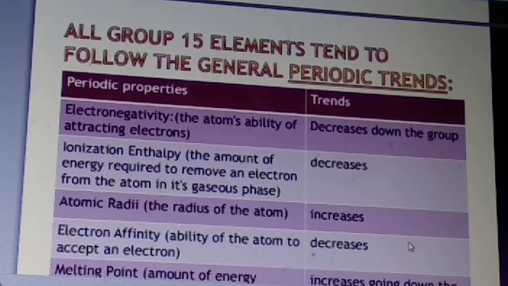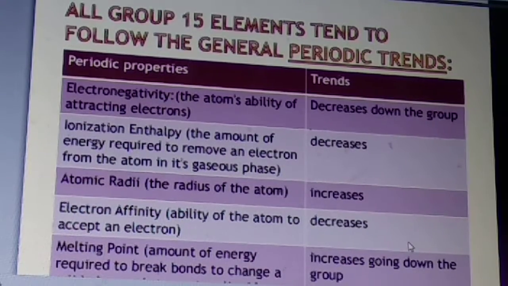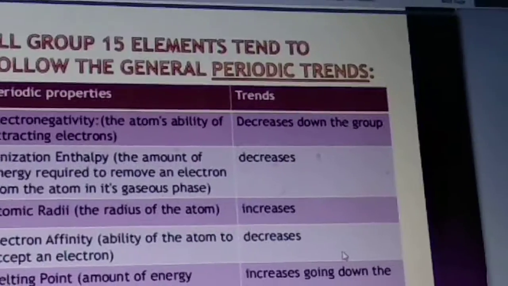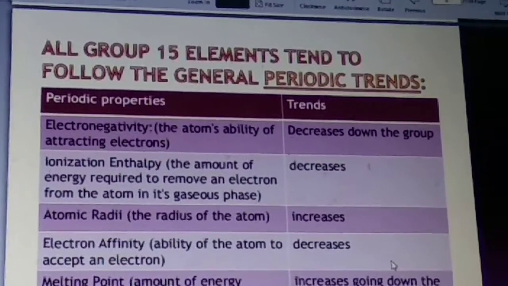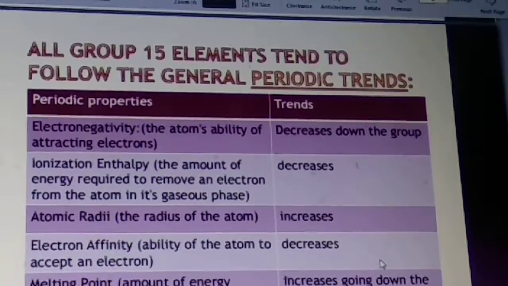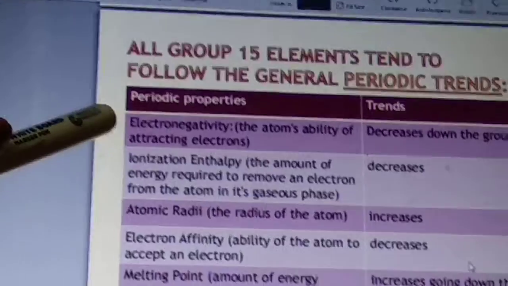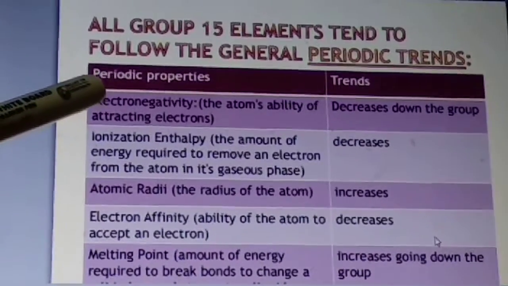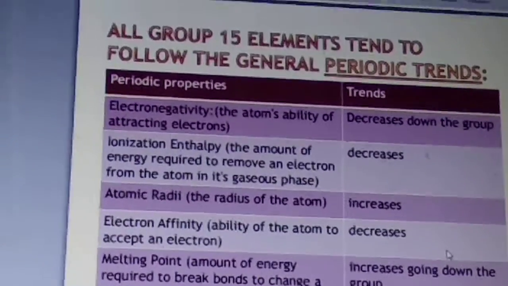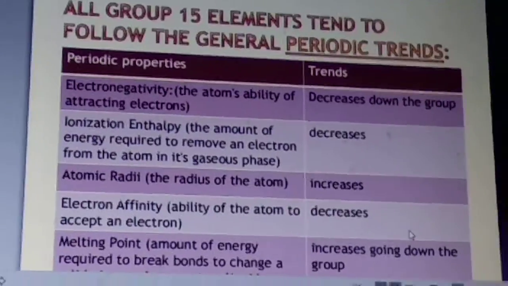Now students, another thing: all group 15 elements tend to follow the general periodic trends. Which periodic trends do we have to study? First of all, electronegativity. My dear children, on moving down the group, electronegativity decreases.